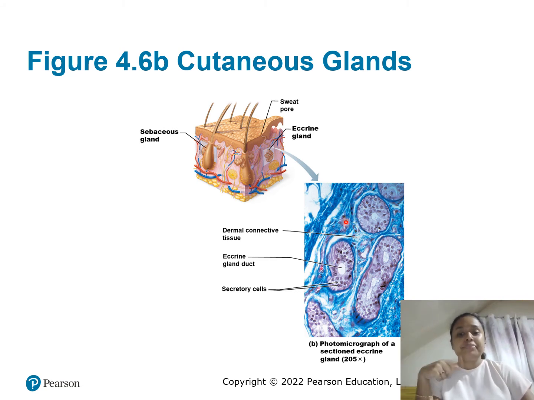So, this is it. This is your dermal connective tissue. That's the thing in between your ducts. Okay. So this is generally your sweat gland. These are the secretory cells in your sweat gland, and this is the duct. Okay. So, this is it.